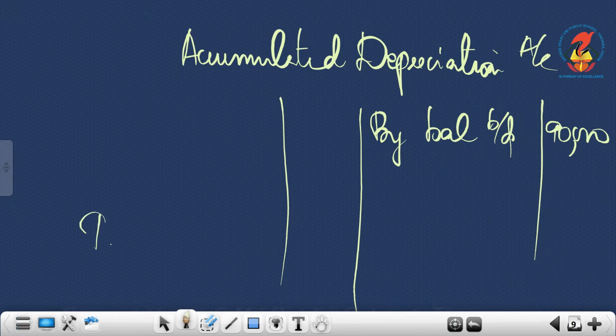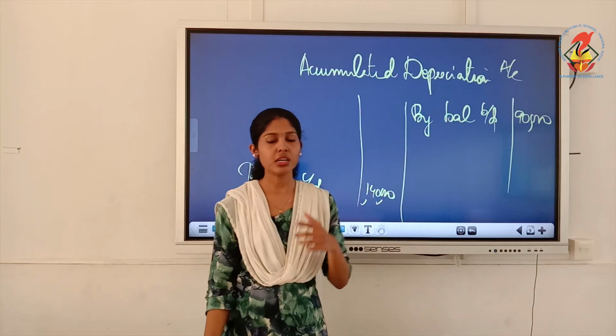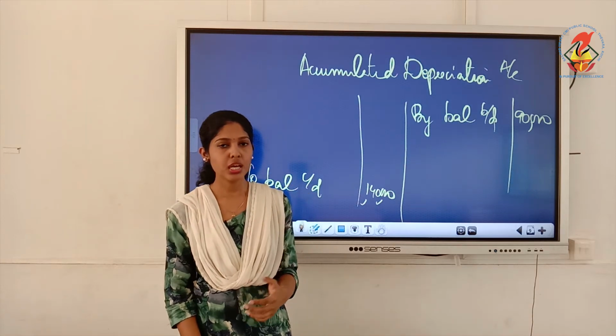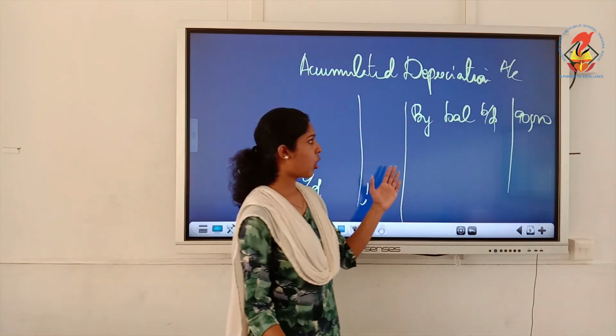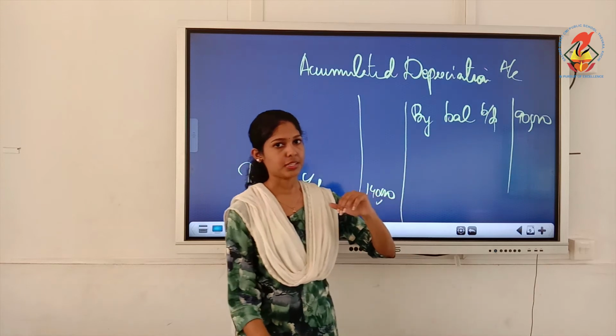Then closing balance on the debit side. Leave one line and write. One line is enough. That is 1,40,000. Accumulated depreciation, the other term is provision for depreciation. So the opening balance will be always on the credit side. Understood?